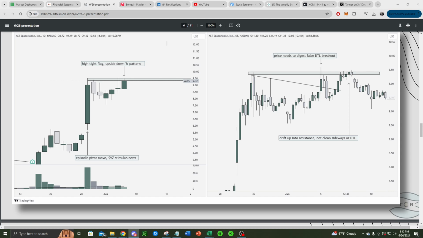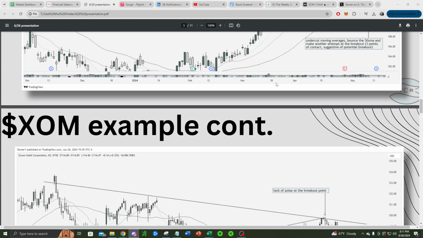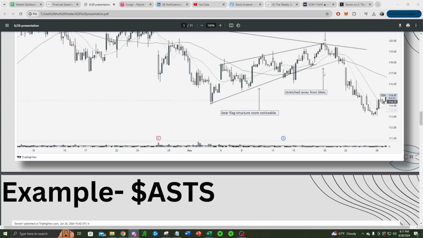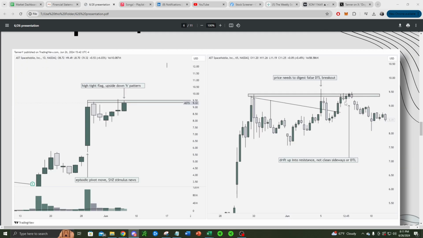It goes for it and is unable to sustain throughout the rest of the day and ends up pulling right back in. From there, you have this slow drift up into the resistance, and that should remind you a little bit of that XOM price action where you have this slow drift up into the resistance. So without proper basing at that point to chip away at that resistance, you're going to really struggle not to just drift into it and then fade away, which is exactly what happens.